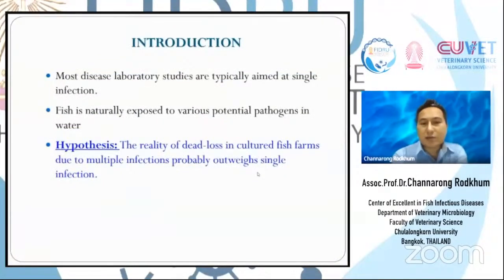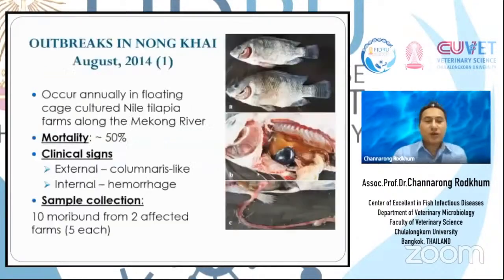Most disease laboratory studies typically aim at a single infection, but actually fish in nature are exposed to various potential pathogens in the water. So our hypothesis is that the reality of death loss in culture fish farms due to multiple infection probably outweighs single infection. We have had outbreaks in Thailand for many years, and we hypothesize that they may not come from only one pathogen.